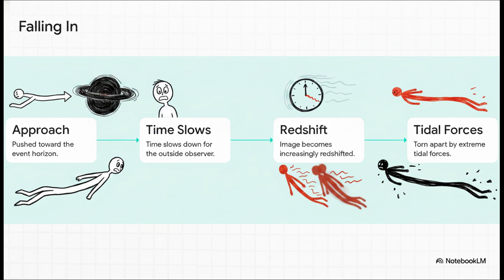Because of severe gravitational time dilation, the outside observer sees their falling friend's actions become increasingly, agonizingly slowed down. Their image becomes increasingly redshifted as the light desperately struggles to climb out of that deep gravitational well, eventually just fading to black. But for the falling friend, well, they are experiencing extreme tidal forces. The gravity at their feet is so much stronger than at their head that they are violently stretched and torn apart, a horrific process physicists actually colloquially call spaghettification.